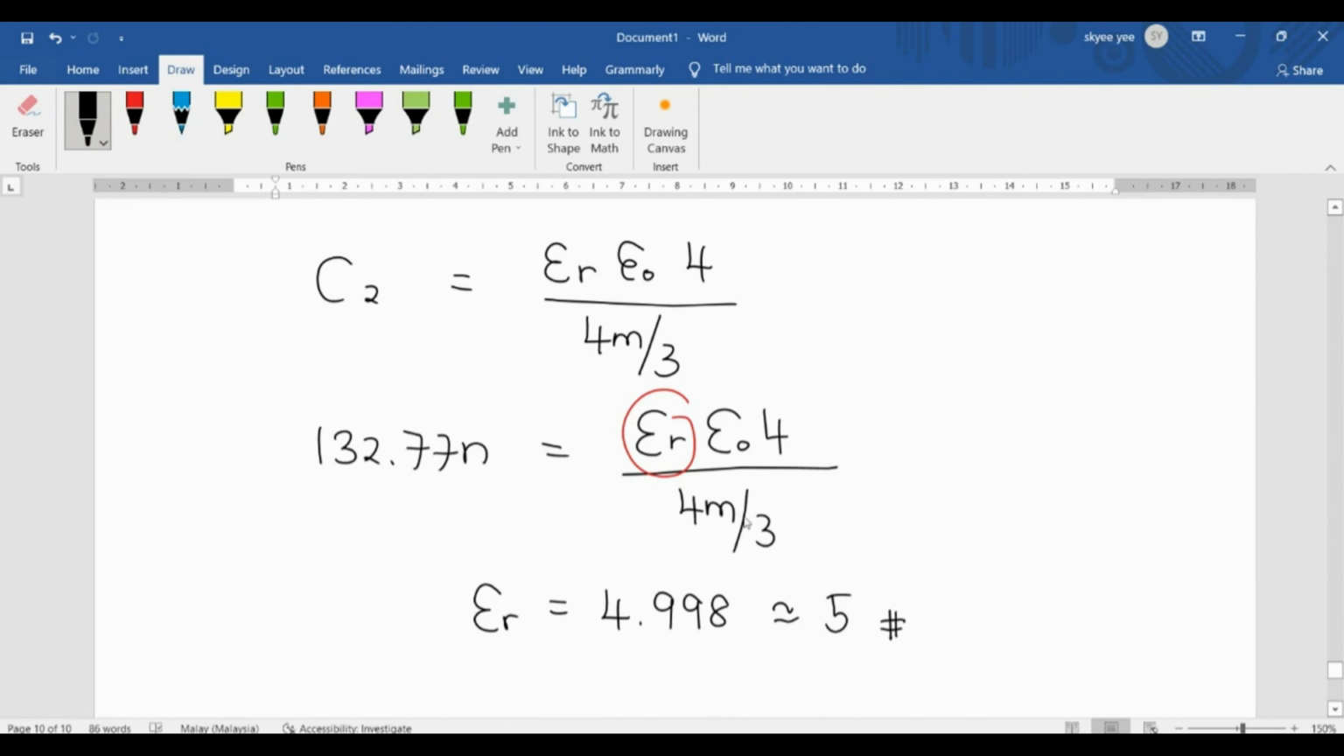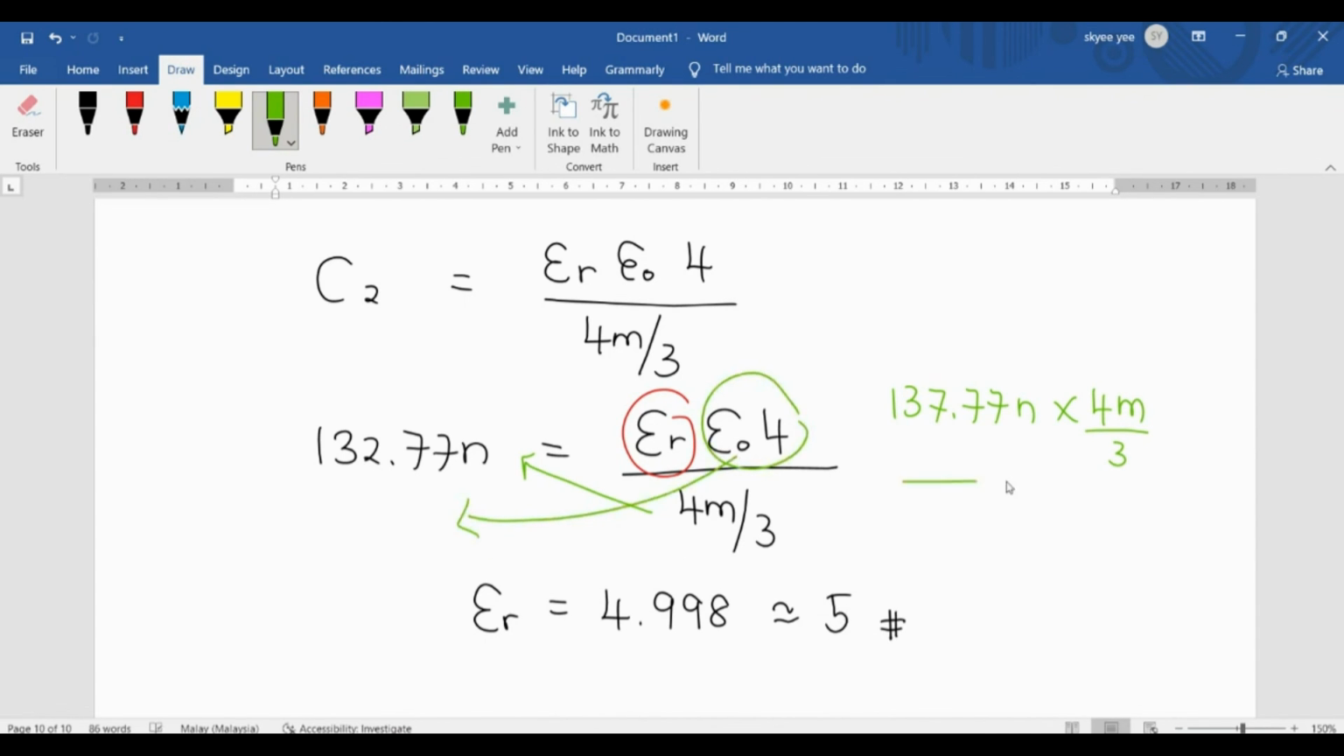Okay. So for this one, how to get this thing? First you move this thing over here, right? You have to move this thing. So it will be 137.77 nano. You multiply with 4 millimeter over 3. Now you want this thing, so this one you have to divide here, and divide epsilon naught 4.